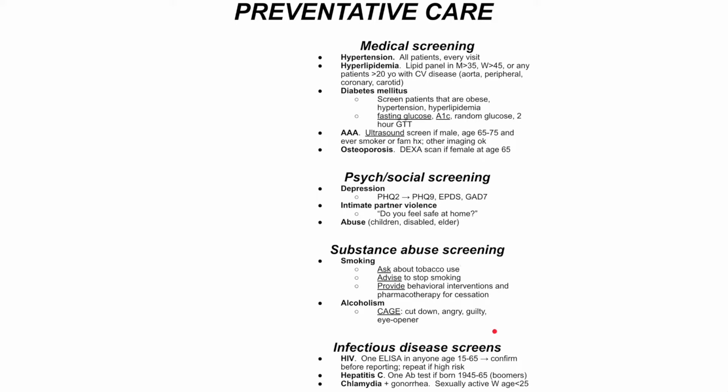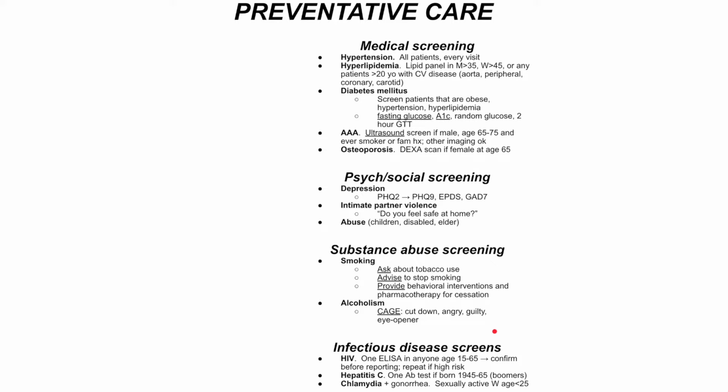There's these infectious disease screens next. We screen for HIV with one ELISA test in anybody aged 15 to 65. You do want to confirm that this ELISA is positive before reporting it to the patient. So typically it's an ELISA, and then you could do a follow-up test with better specificity to make sure they have HIV before you have that talk with the patient. HIV screening is pretty easy. You can repeat it in high-risk patients, such as patients that are sexually active or that have multiple partners or IV drug users. So you can do that pretty regularly if need be.